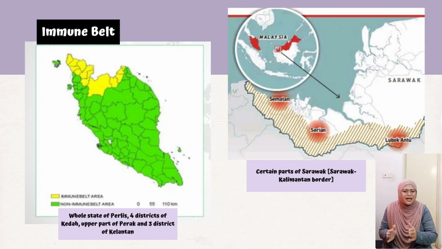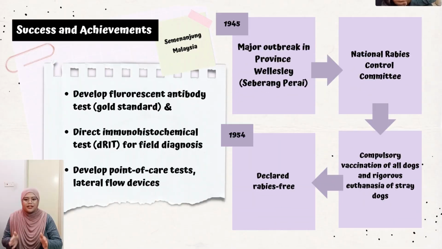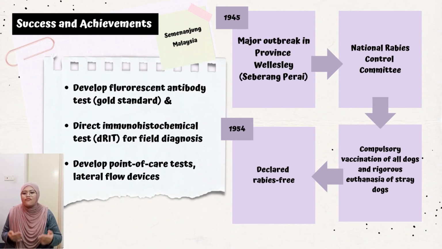The border between them is the immune belt. It shows how we have implemented immune belt measures along our borders to block and protect against rabies from Thailand and Kalimantan. Here is the story of how we have successfully eliminated rabies from Semenanjung Malaysia previously.